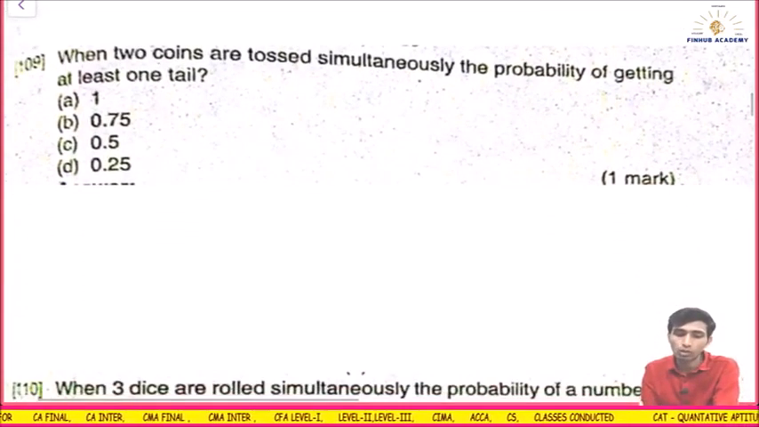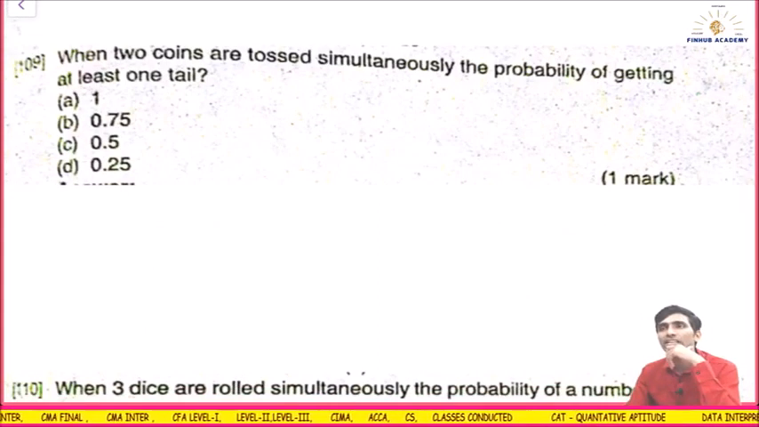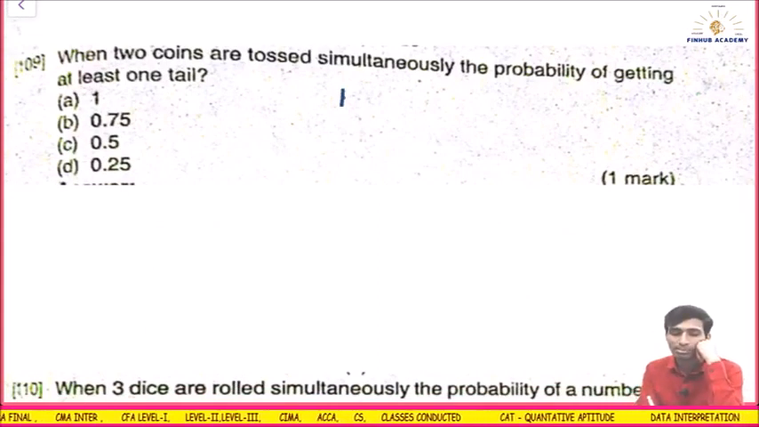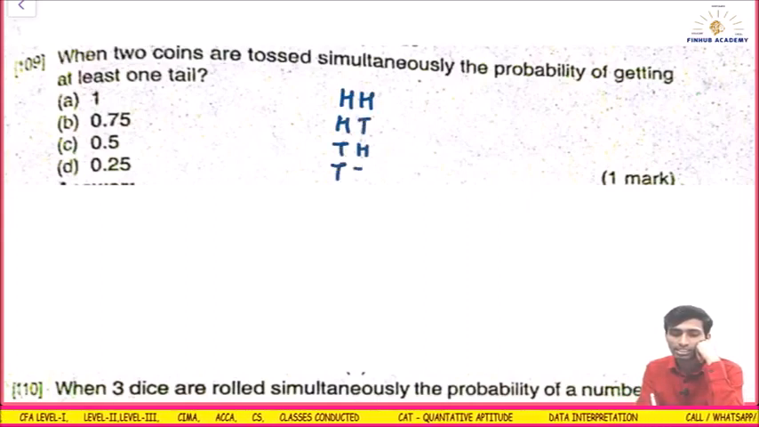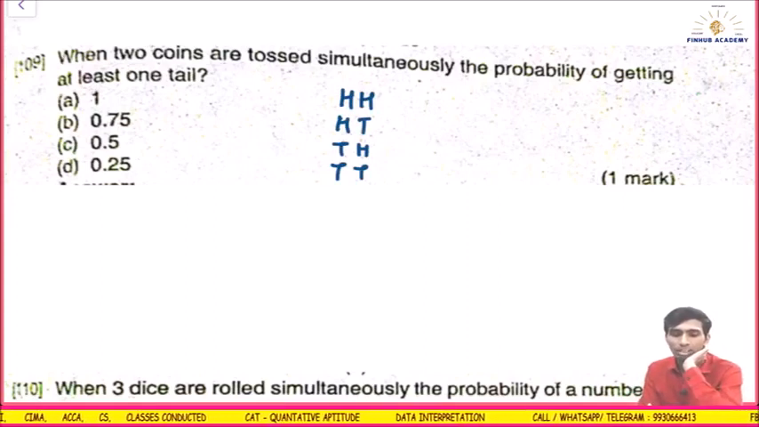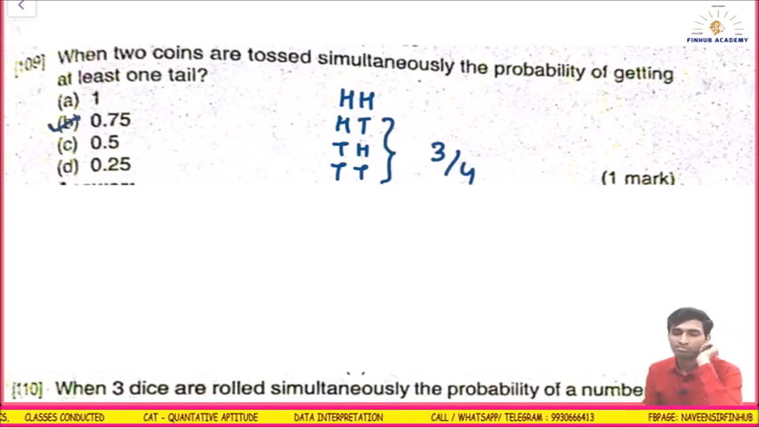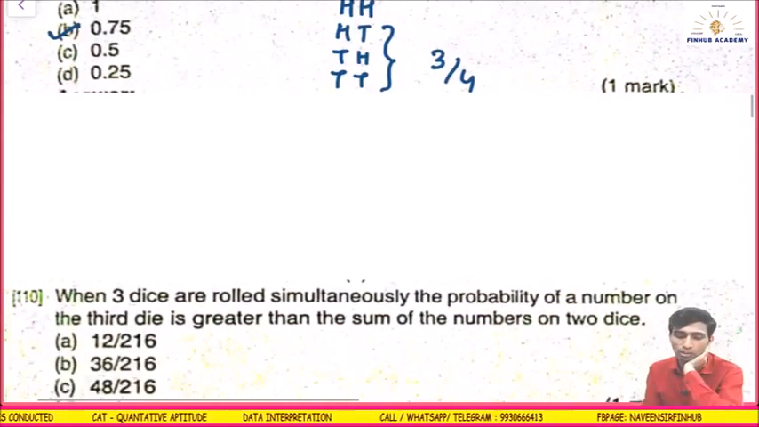When 2 coins are tossed simultaneously, what is the probability of getting at least one tail? 2 coins are tossed. What is the sample space? HH, HT, TH, TT. What is at least one tail? At least one means it can be one or more. So 3 by 4 is the answer, 0.75. At least one means more than one is also possible.